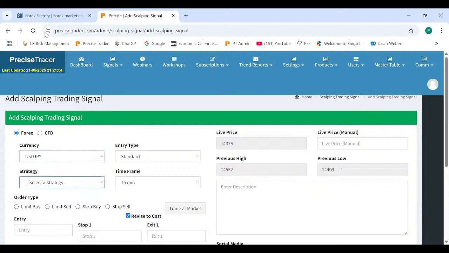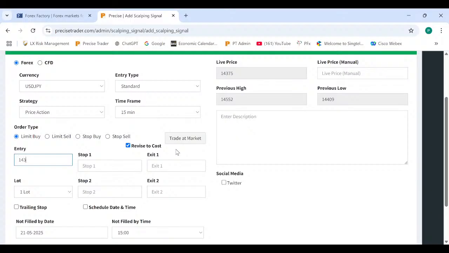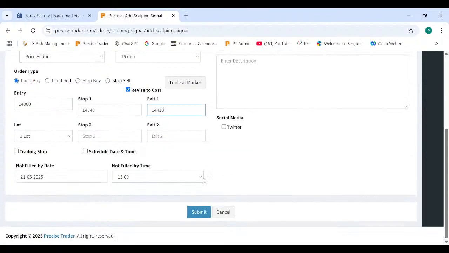Dollar yen limit buy 143.60, stop at 40, TP 44.10. Then this is half lot, and this is again the time we will give about 1 hour.